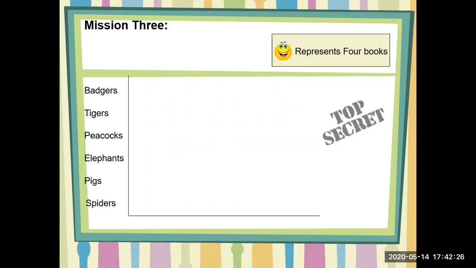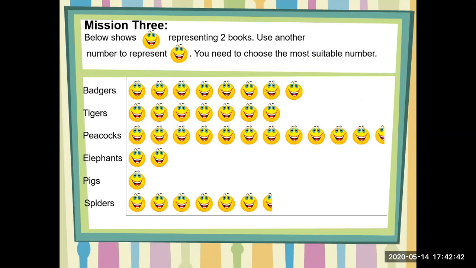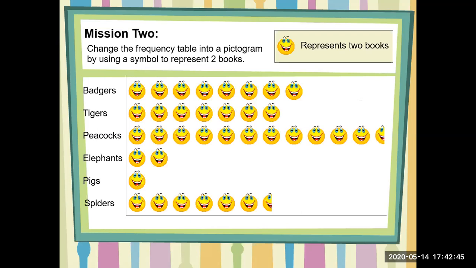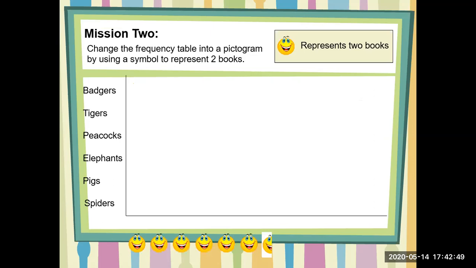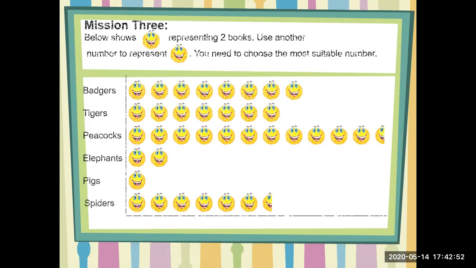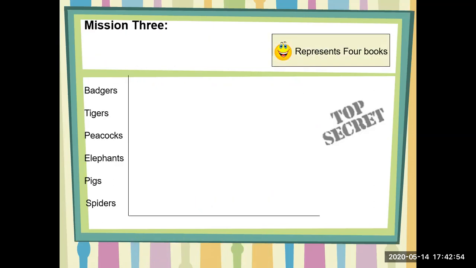So mission 3, I decide to choose the smiley symbol to represent 4 books. So the first one is 16. Let's start with the spider. The spider is 13. So 13 divided by 4, what do you have? 13 divided by 4, you have 4.